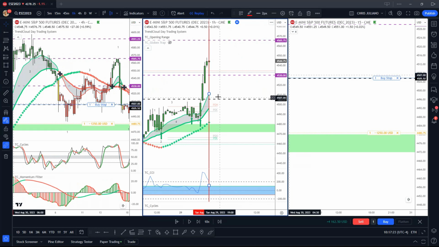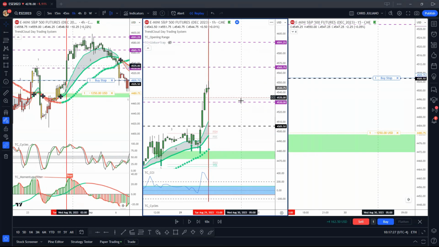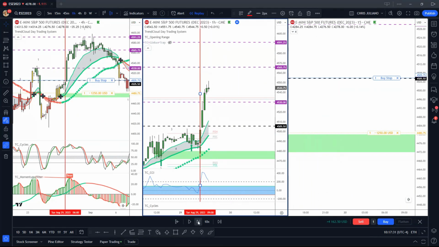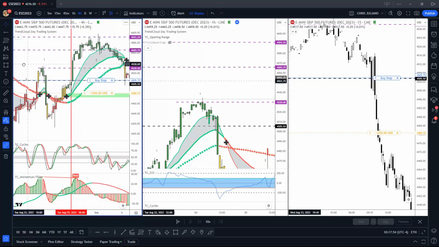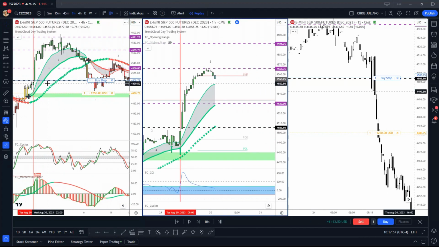Okay. So we hit our first target. Let's see if we can hit our second target here. We're at the previous day's high. We broke above it. Aha, we just hit that second target on the high time frame. Look at what TrendCloud is telling us now on that 1 hour chart right there.